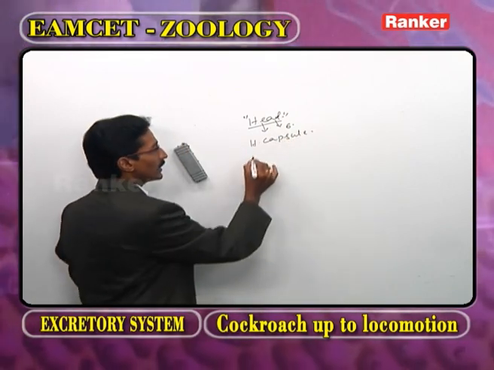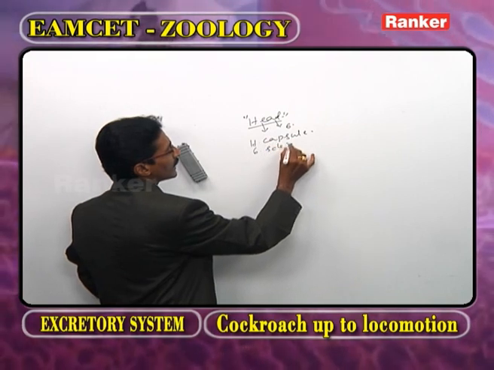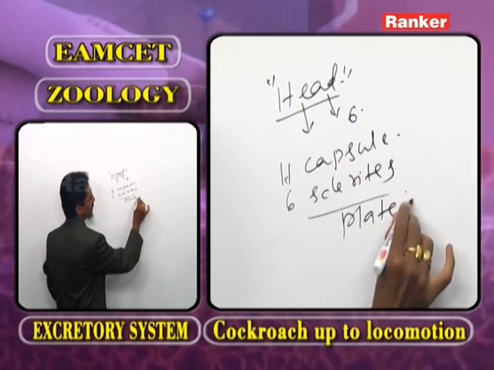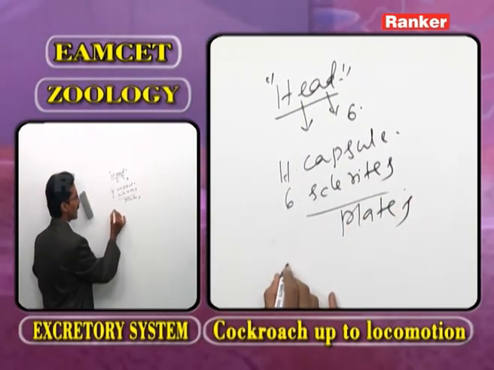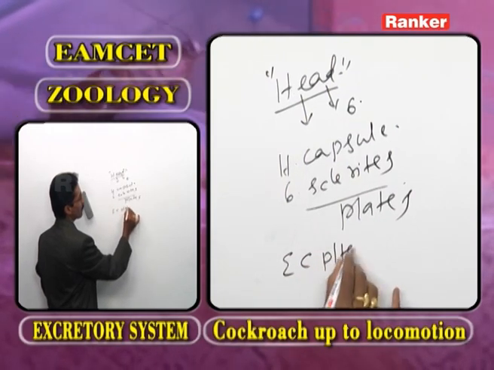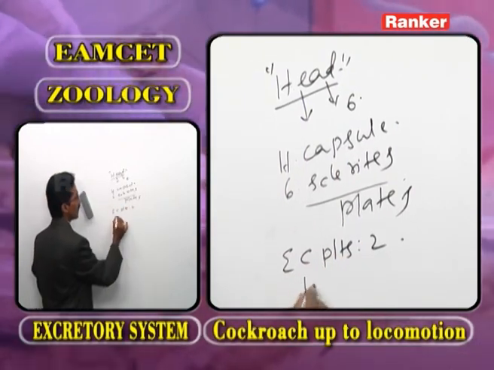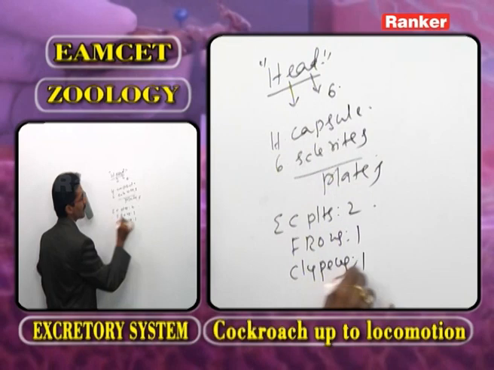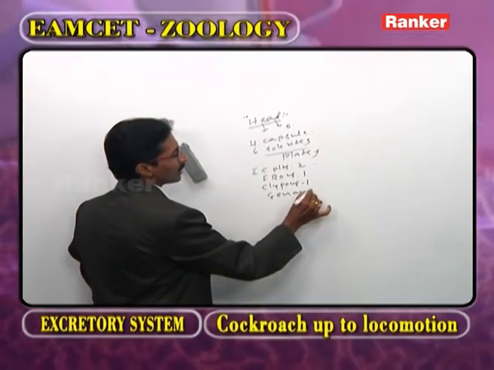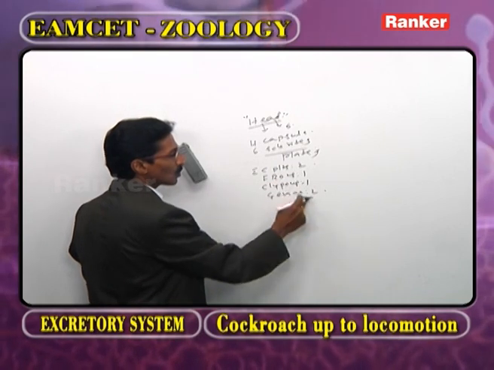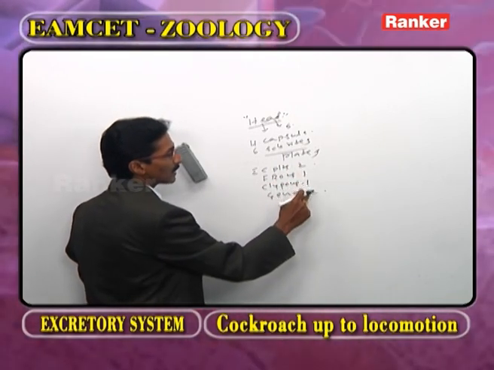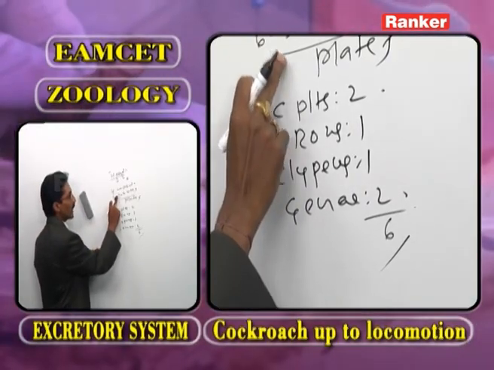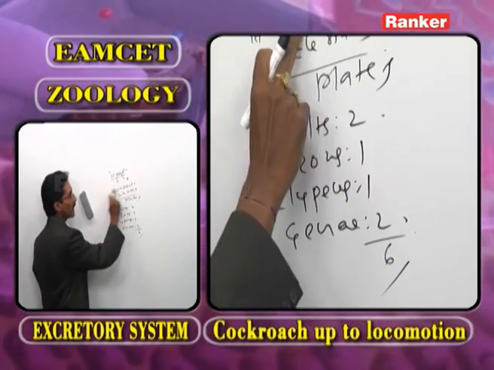The head capsule is made by how many sclerites? 6 sclerites. What is the meaning of sclerites? The plates. Now, what are the 6 sclerites? Epicranial plates, they are 2 in number. Frons, that is 1 in number. Clypeus, that is 1 in number. Gena, 2 in number. Now, we have to count 2, 1, 1, 2. Total number of sclerites? 6. All sclerites unite in the form of a layer that is called the head capsule.